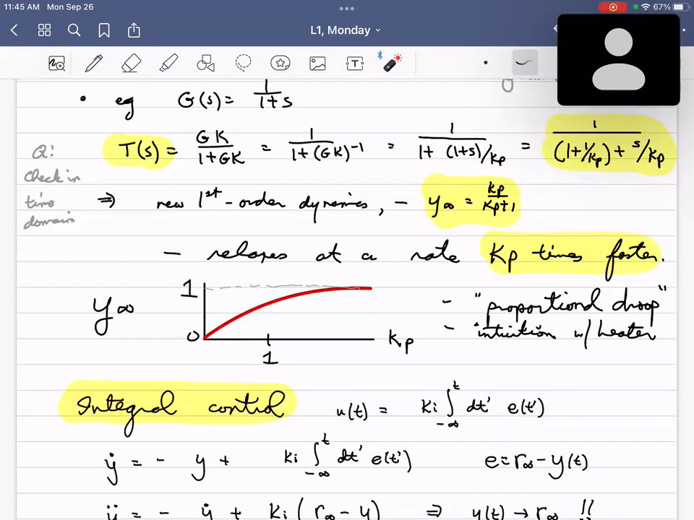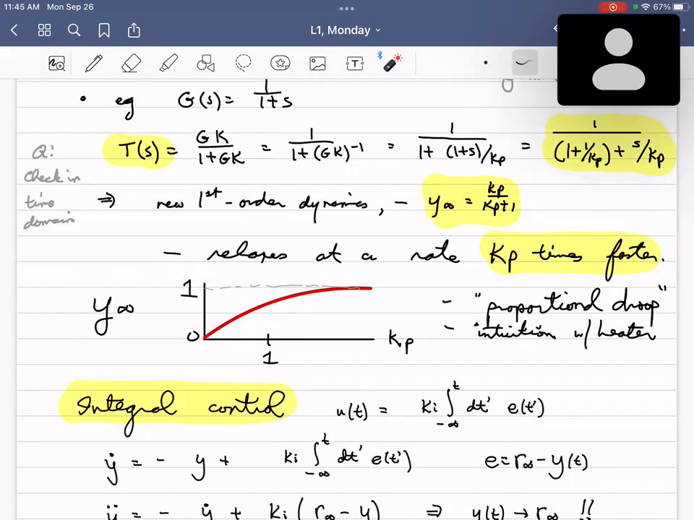But then it can't be on. If there was just proportional control, it can't be on. So it settles at an equilibrium, or can settle at an equilibrium that is just below where the error multiplied by the Kp is enough to keep the heater at the right level. So that's called proportional droop.